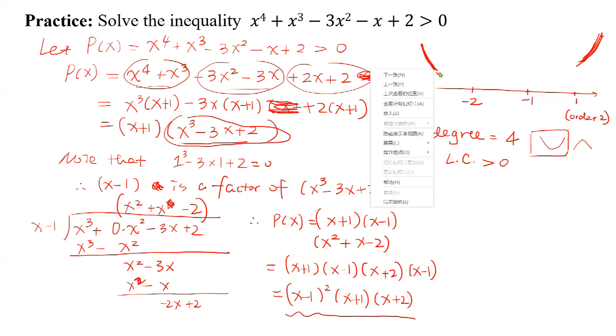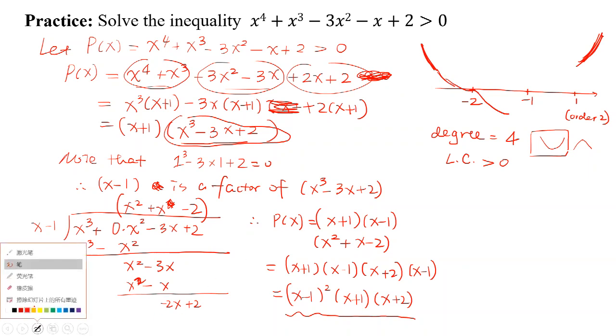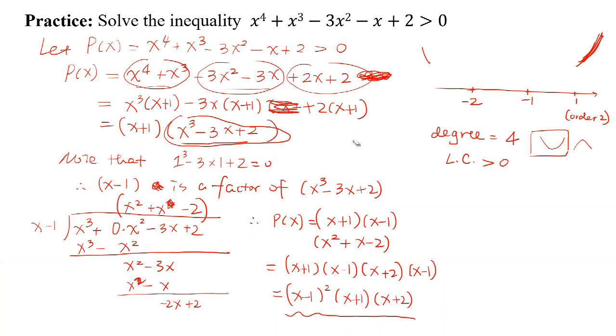And when it arrives at the first zero, minus 2, note that minus 2 has an order of 1, right? Order 1 is an odd number, so this function will change its sign here. Sorry, this is a poor drawing. Let me redraw this.